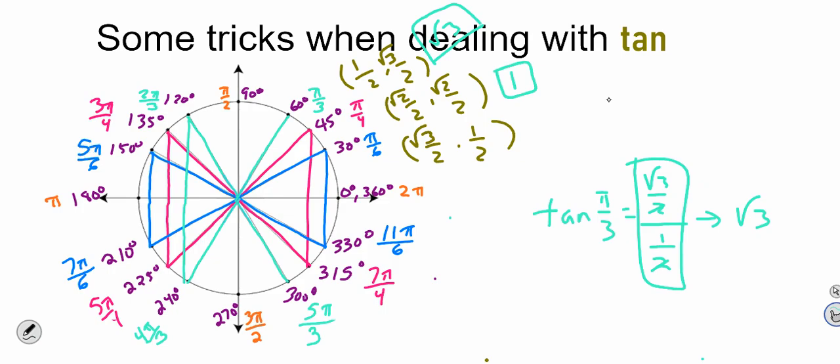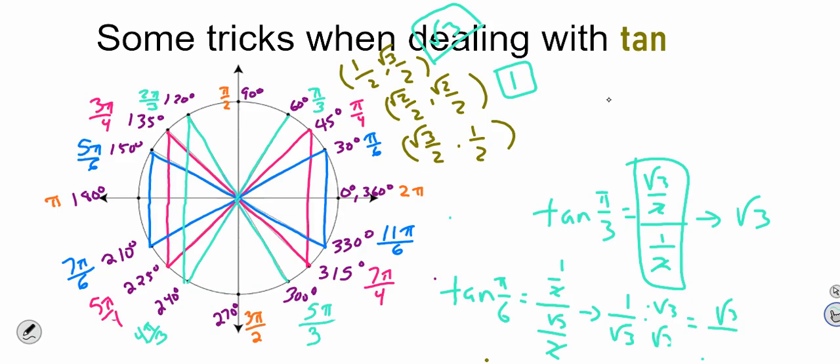And then lastly, let's do tan of pi over 6. Tan of pi over 6 is going to be the y value over the x value, and so the 2's cancel out. We end up with 1 over root 3, but no, that's not good enough. We have to rationalize the denominator. And so we end up with root 3 over 3.